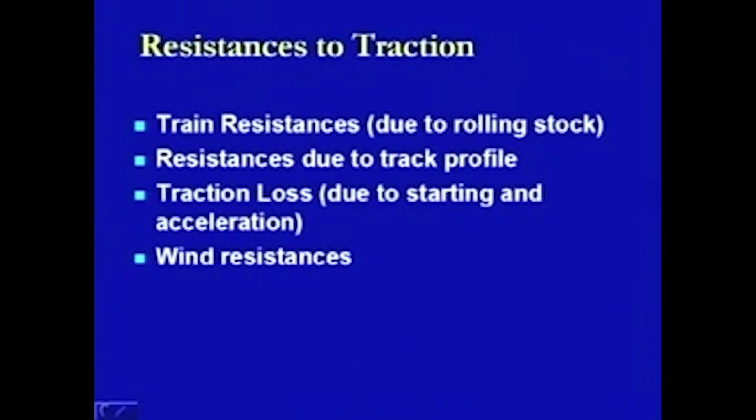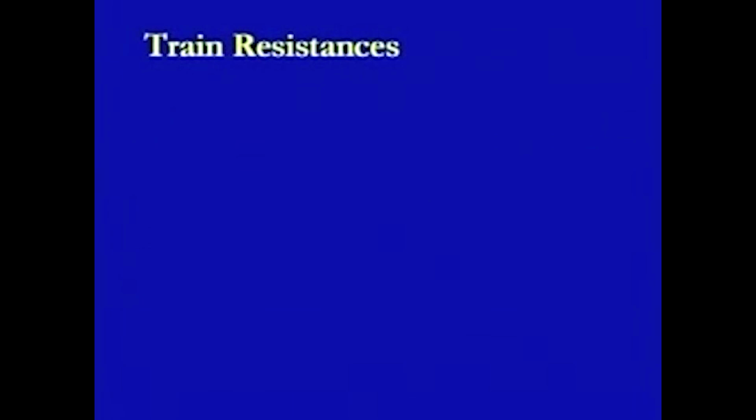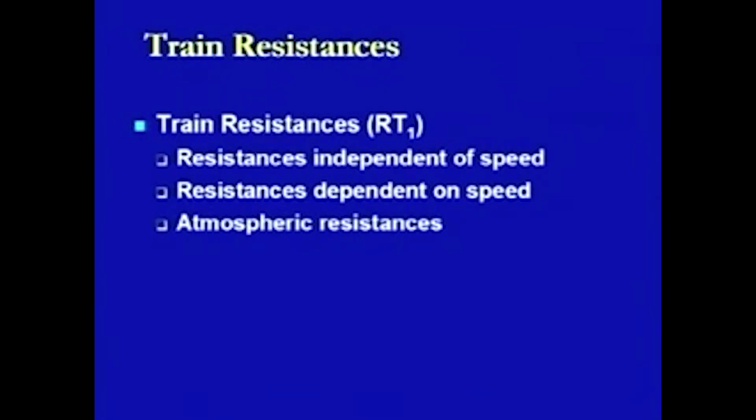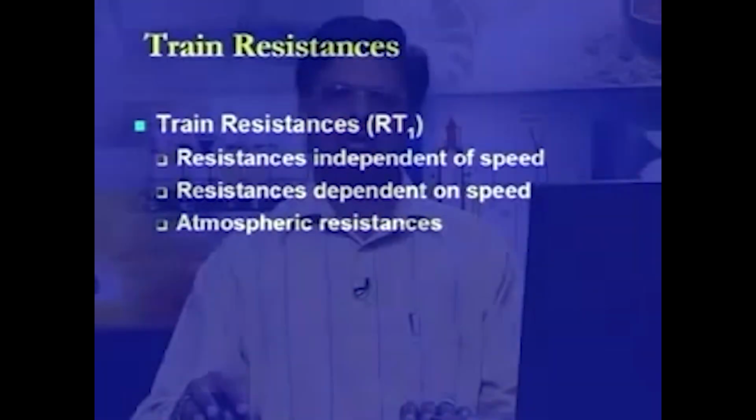Now, we will be starting with the first type of resistance, that is the resistance being caused due to the rolling stock, which is also termed as the train resistance. In the case of train resistance, as defined previously, there are three types: the resistances which are independent of speed, the resistances which are dependent on speed, and the atmospheric resistances. So, we will be looking at all these types of resistances one by one.